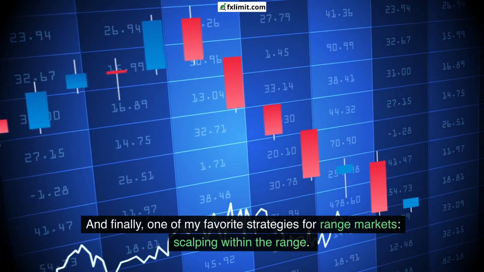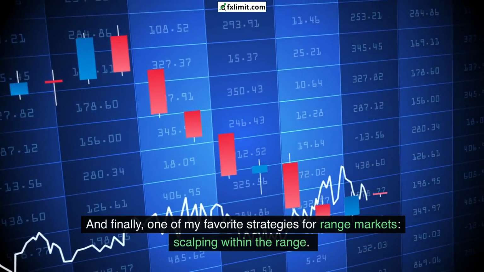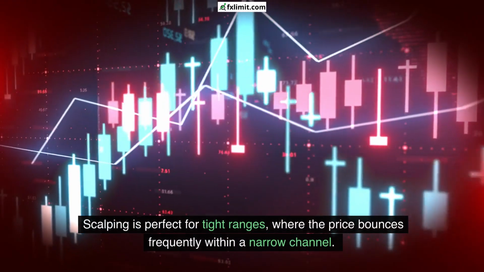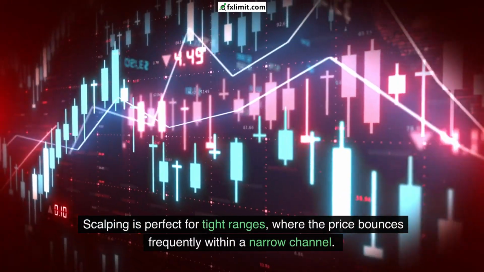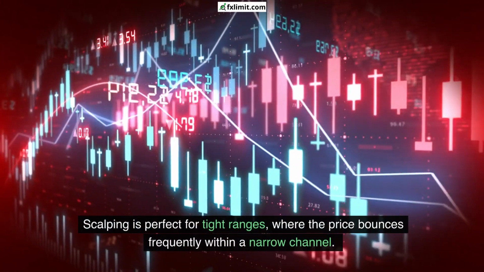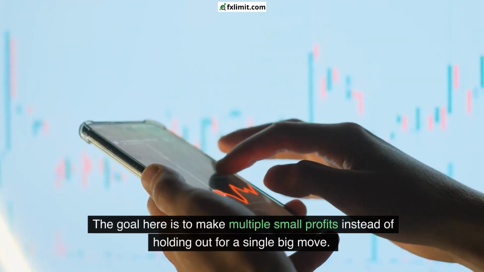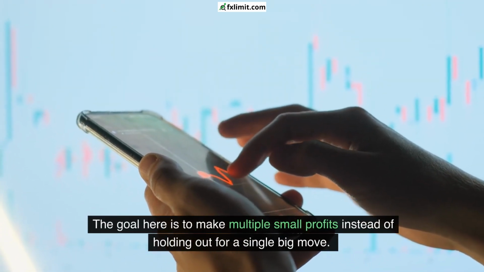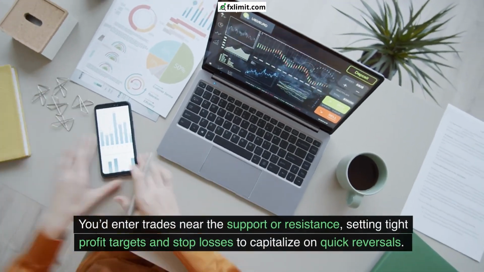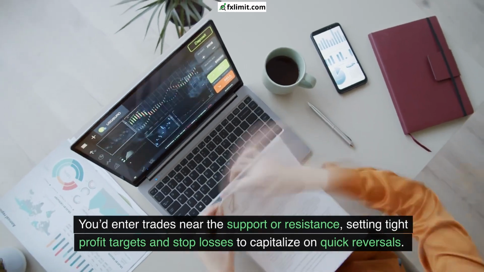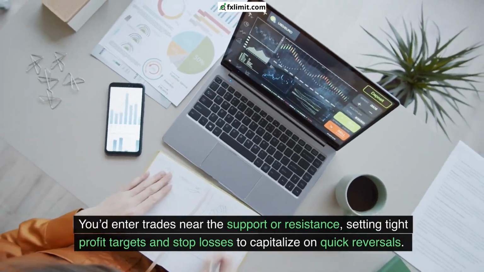And finally, one of my favorite strategies for range markets: scalping within the range. Scalping is perfect for tight ranges, where the price bounces frequently within a narrow channel. The goal here is to make multiple small profits instead of holding out for a single big move. You'd enter trades near the support or resistance, setting tight profit targets and stop losses to capitalize on quick reversals.